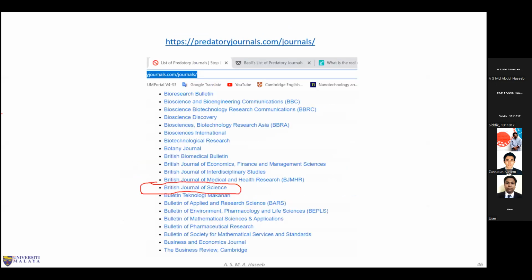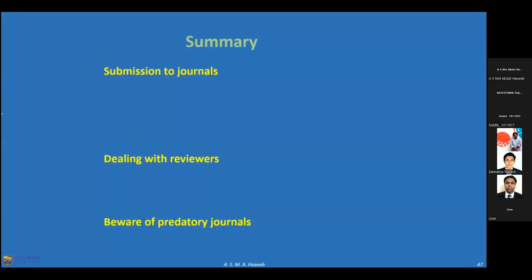Similarly, if you look at the journals, sometimes they show British Journal of Science. So some inexperienced authors like you who are new in this field may be easily tricked by this. So please be careful right from the beginning so that you do not fall into this trap. Always talk with your supervisor.